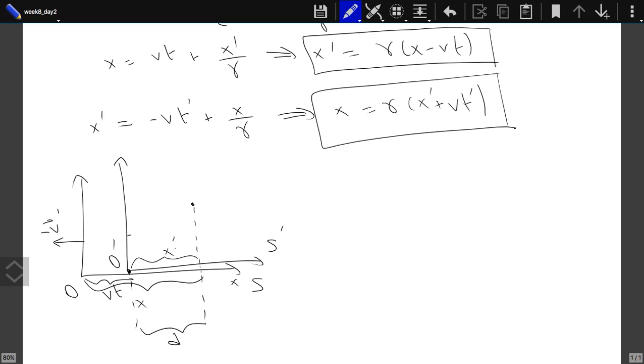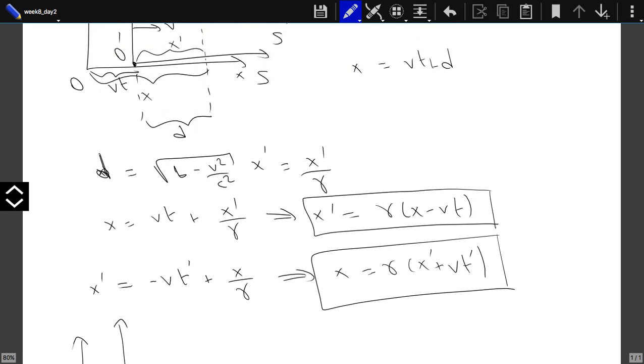Well, you see, these two equations are quite symmetric, as they should be. The only difference between these two relationships is the sign over here. And that difference is because if S prime reference frame is moving in this direction, the S reference frame is moving in the opposite direction relative to S prime. So the velocity is different in sign. The speeds are the same.